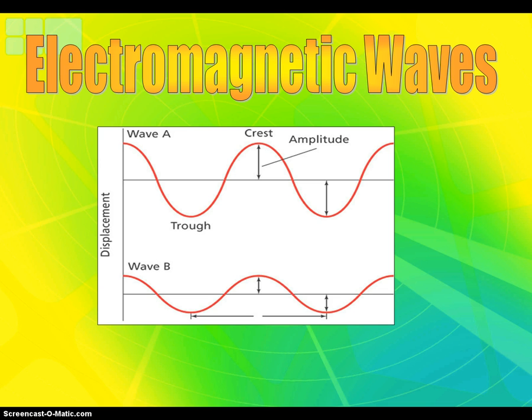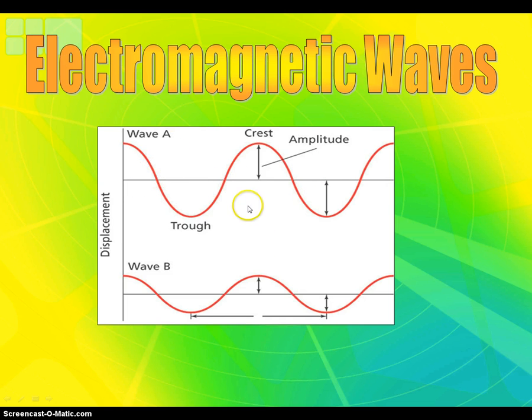Now, electromagnetic waves or light waves are a transfer of energy, but they can transfer through a vacuum, unlike mechanical waves that need a medium. But they have all of the same structure. So they have crests and troughs, and they have wavelengths, amplitude, and frequency.